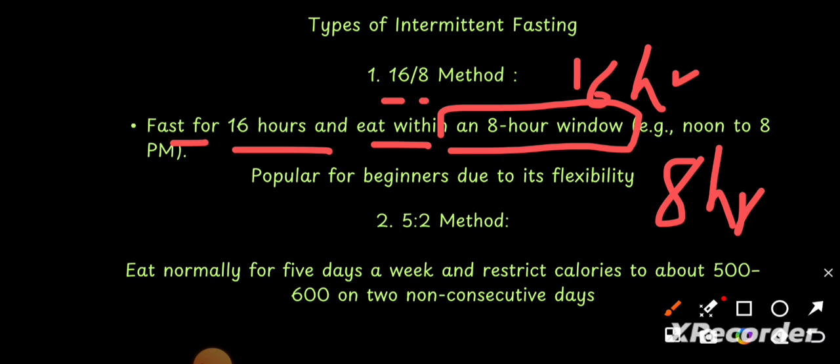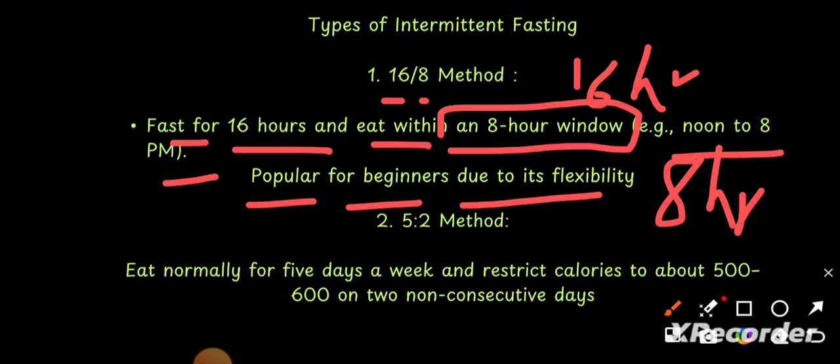Normally this could be from 12 p.m. to 8 p.m., which covers the 8-hour window. People try to eat in this window, from 12 p.m. to 8 p.m., and fast from 8 p.m. that night until 12 p.m. the next day. This is very popular with beginners because of its time flexibility: from 12 p.m. to 8 p.m. you could eat whatever you want, and fast for the remaining 16 hours. So this is one method of intermittent fasting, the 16/8 method.